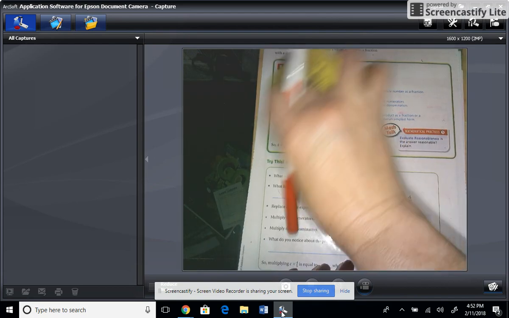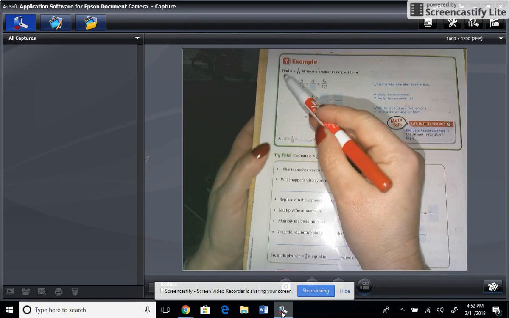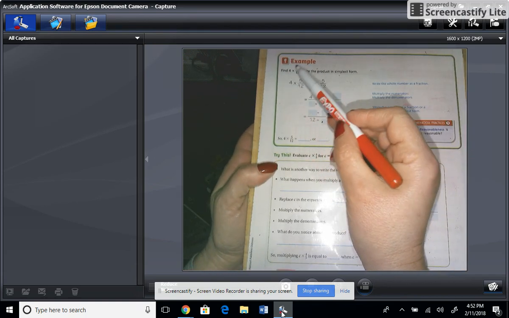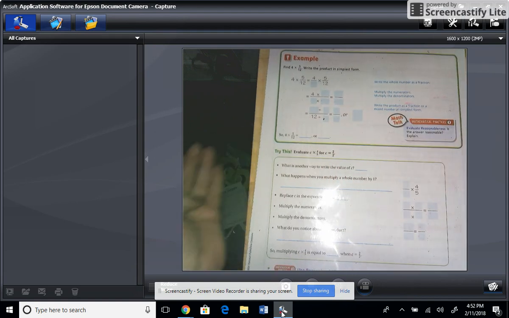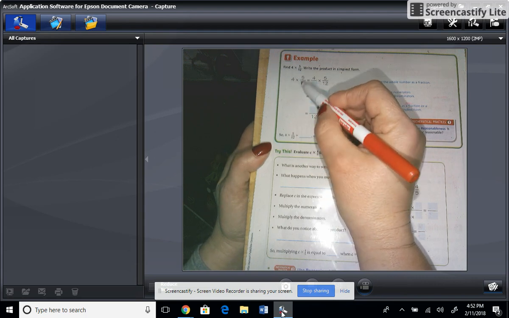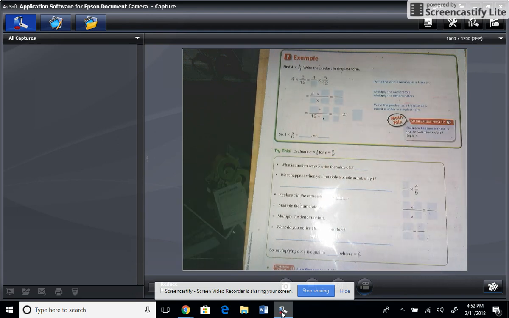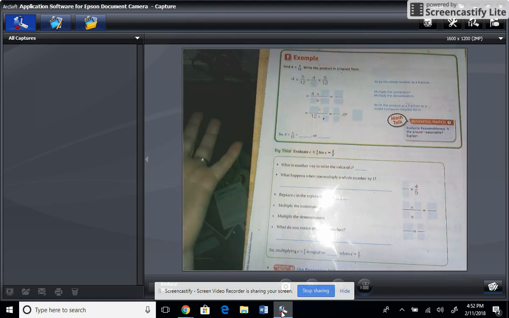I found this way interesting. So here it said, find 4 of 5/12 and write it in its simplest form. Okay, so 4 times 5/12. Sometimes people like to change this into a fraction because we're getting used to that. So what are we going to do? We're going to change our whole number into a fraction.